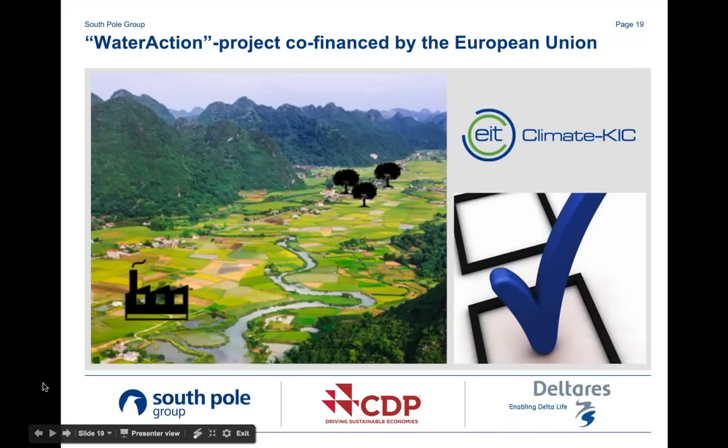As a brief background, South Pole Group, CDP, and Deltares are all in a project that is called Water Action, and it is co-financed by the European Union, where we analyze the trends of external action. And by external action, we mean that companies engage other stakeholders within the watershed that they operate, and also work with ecosystems around them to manage their water risks.